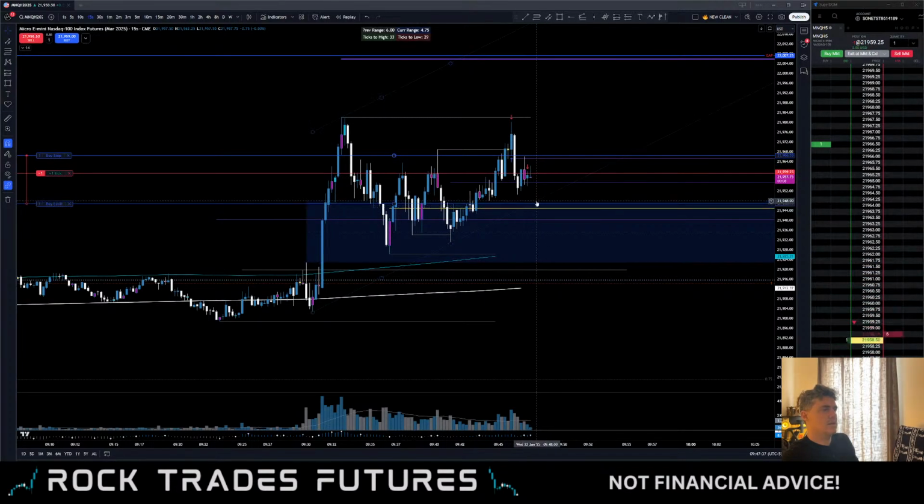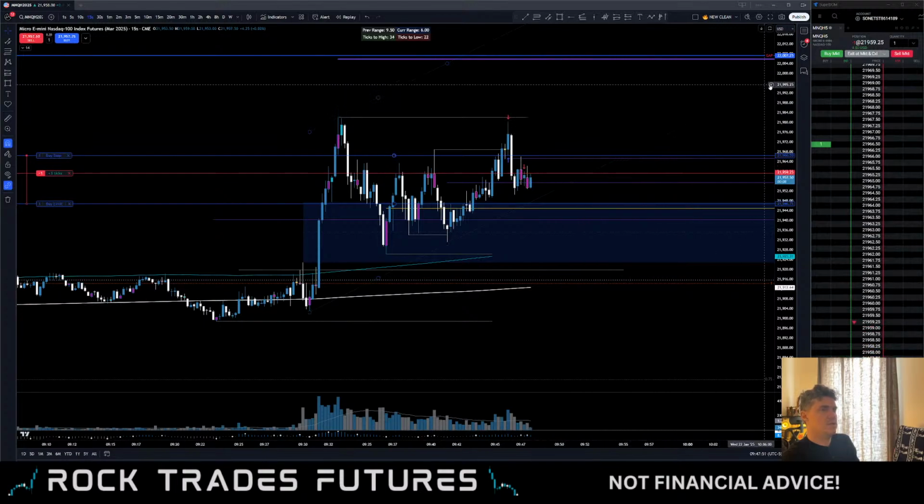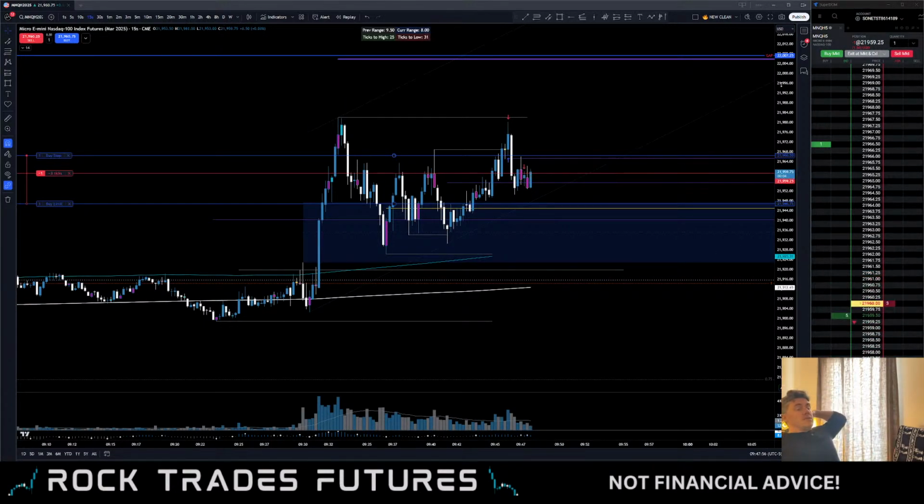Target is lining up with the bottom of this channel and the top of initial imbalance. Again, I don't mind price coming back down to this SMA and the initial imbalance that I'm seeing here. So I like this trade, whether it wins or loses. I'm okay with this entry.